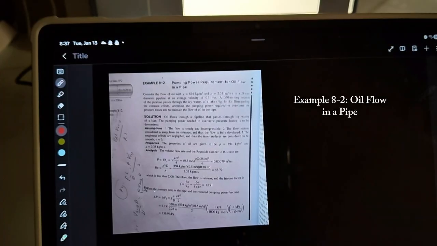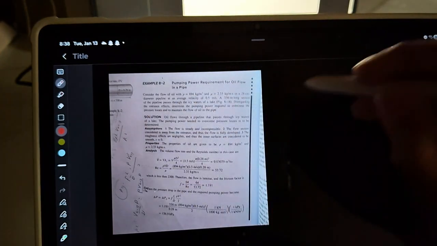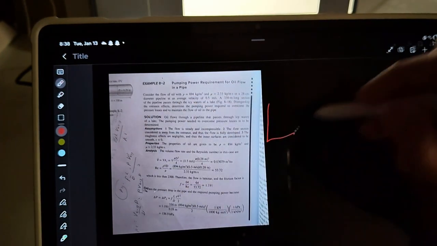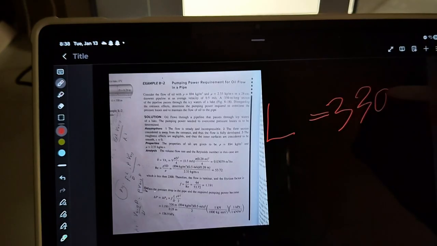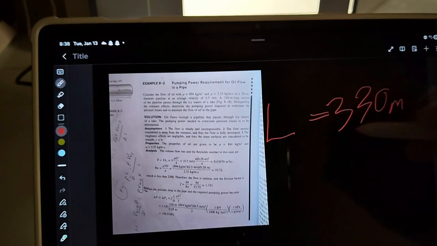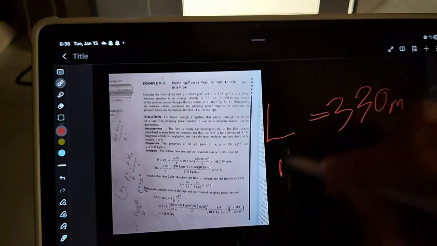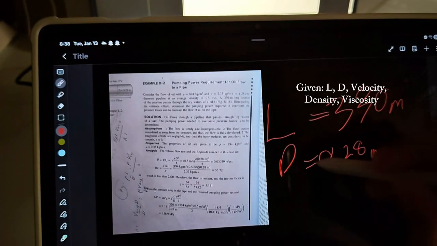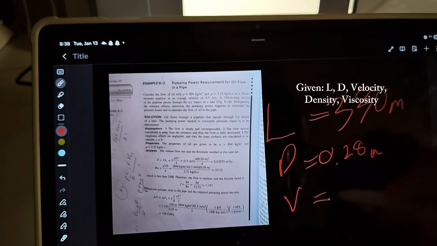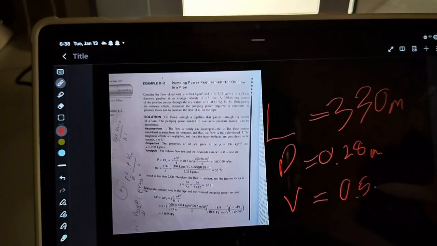Let's start with oil flowing through a long pipe. Example 8.2. We are given pipe length L equal to 330 meters and the diameter is 0.28 meter. Oil velocity is given 0.5 meter per second.